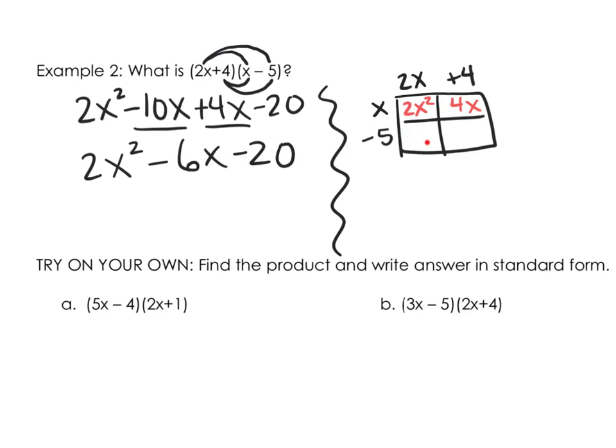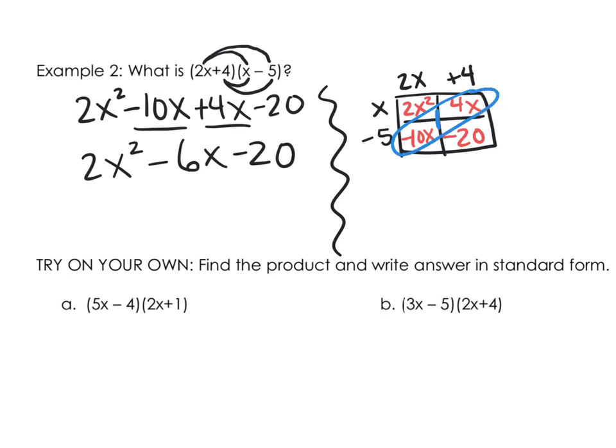And then in the bottom left box, I'm multiplying the 2x times the -5, which gives me -10x. And then in my last box, I'm multiplying the +4 times the -5, which gives me that -20. Now, when you do this, your like terms are most likely going to be diagonal from each other. So we talked about on the last one when we did the same problem that these two were like terms.